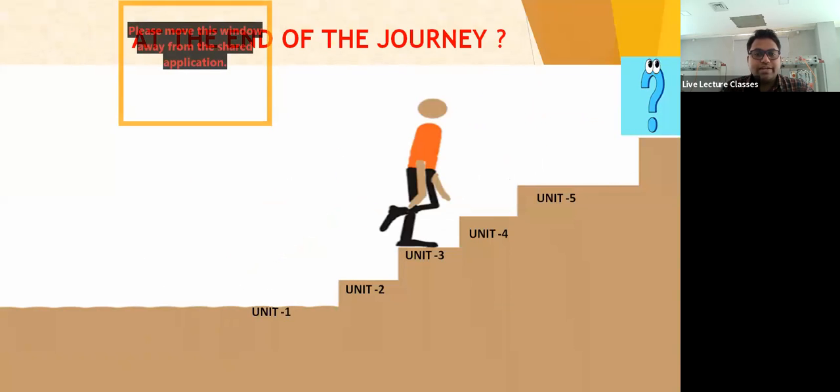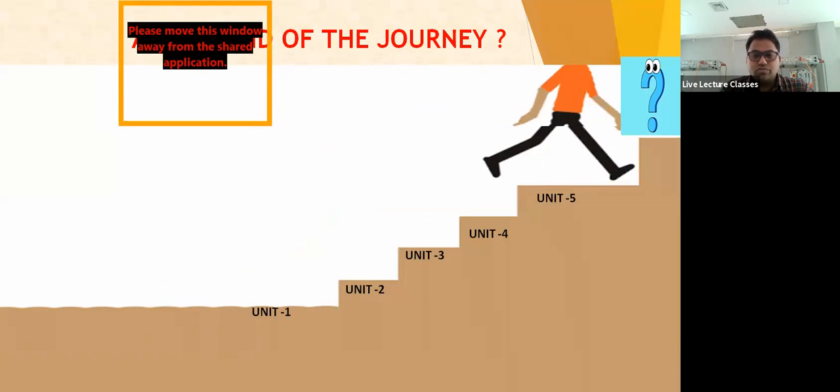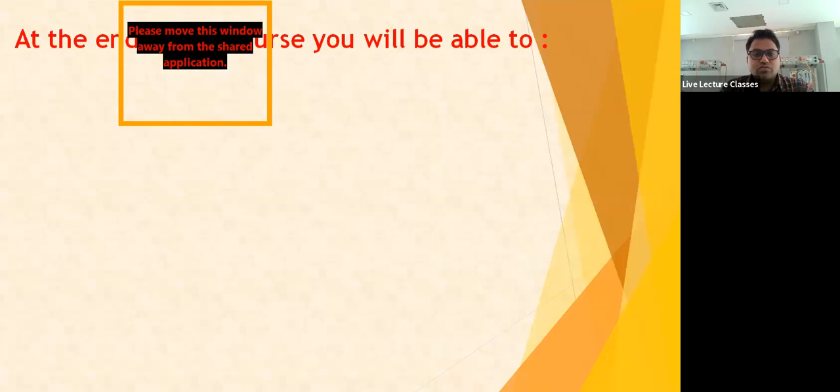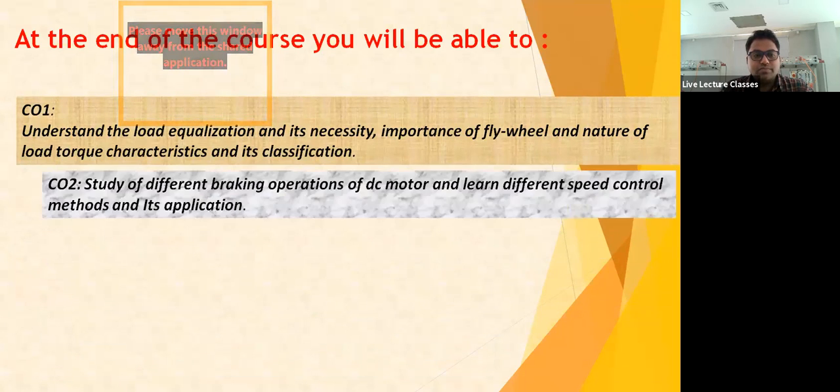So what do you get at the end of the journey? You will have gone through units 1, 2, 3, 4, and 5. At the end of the journey, you will be able to understand the load equalization and its necessity, the importance of flywheel, and the nature of load torque characteristics and its classification. The second one is you will understand the different braking operations of DC motor and learn different speed control methods and their application.